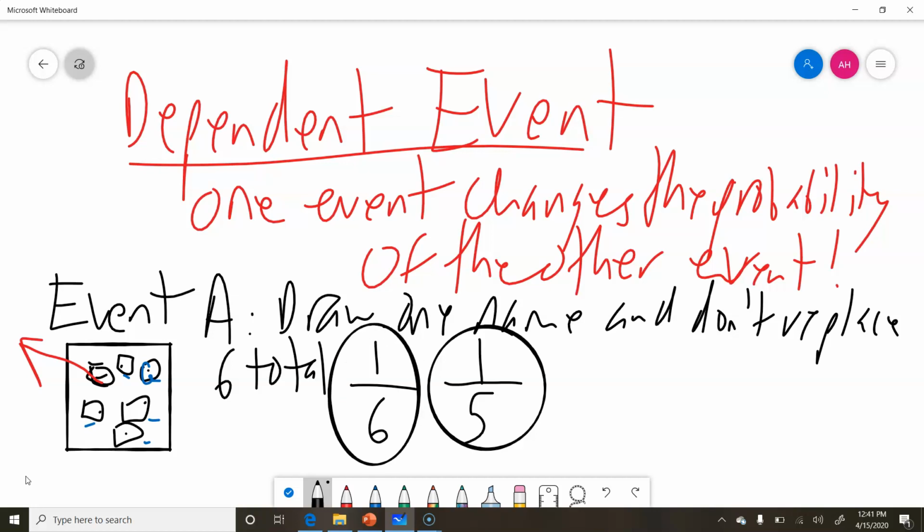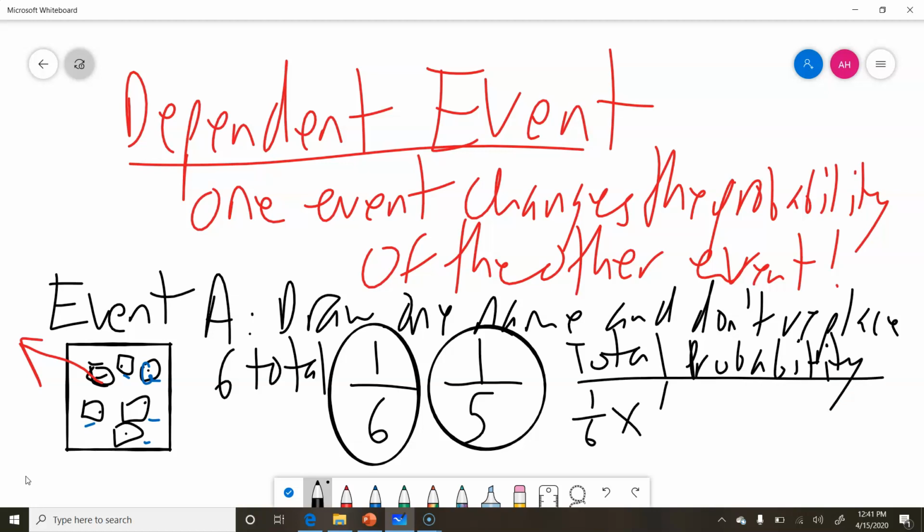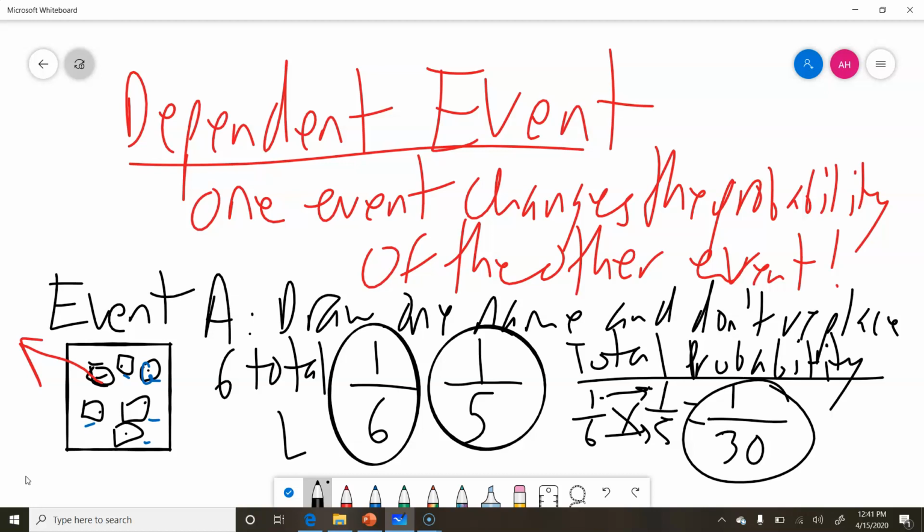Now, to find the total probability of this happening, we do 1 over 6 times 1 over 5. 1 times 1, we just go across, is 1. 6 times 5 is 30. So the probability of actually drawing that is only 1 out of 30. That's a very, very low percentage. 1 out of 30 that we would draw Ellen's first, and then Greg's. But you see how they're dependent? This changed the total number when we took one out of the box. So that's a dependent event.